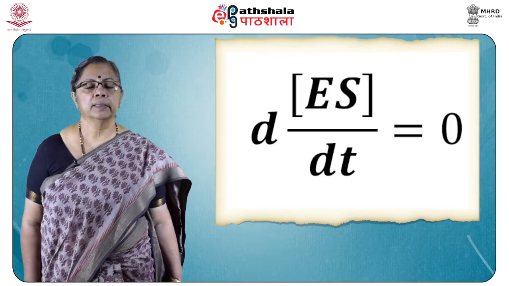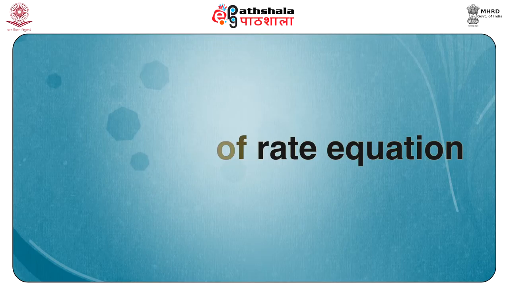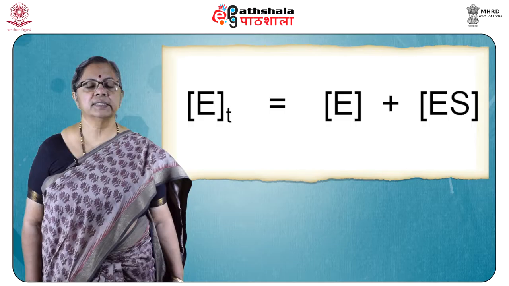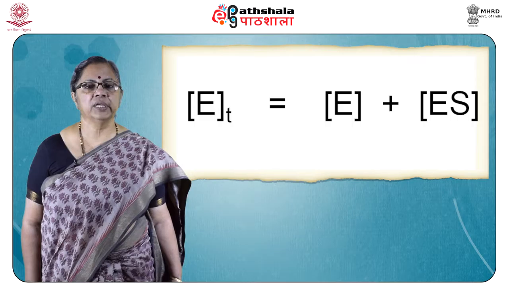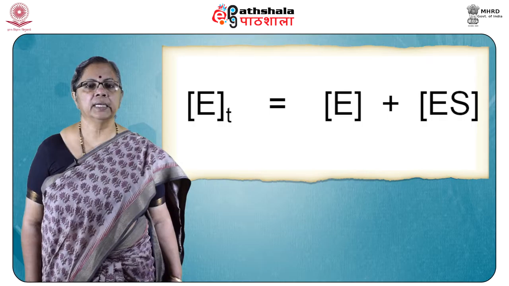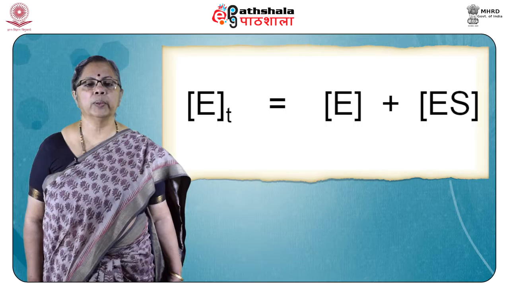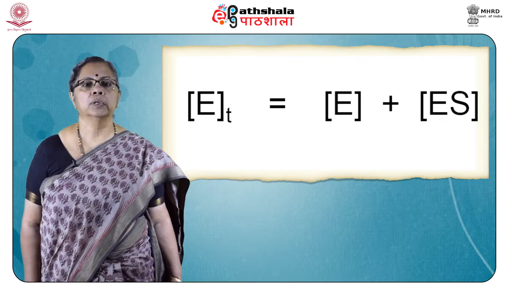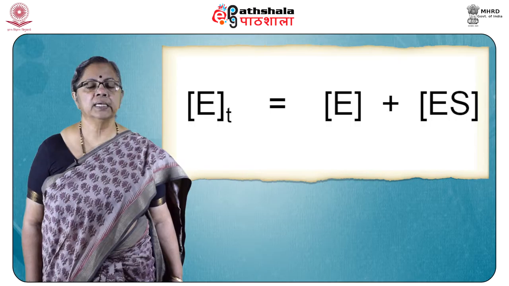Let us now derive the rate equation. At any point in the enzyme catalyzed reaction, this equation holds: E total is equal to E plus ES, E being free enzyme, ES the enzyme substrate complex, and ET the total enzyme present. For any equation to be experimentally useful, quantities that are not directly measurable are avoided, and therefore the exercise is undertaken to replace E, ES and ET step by step.